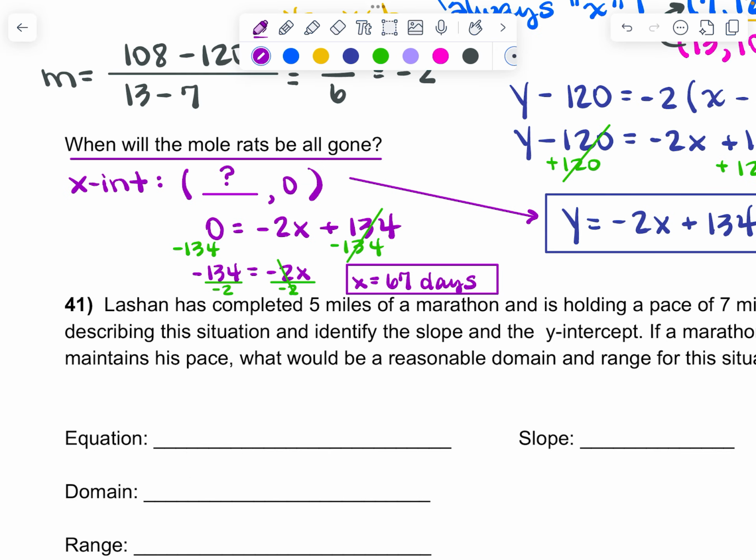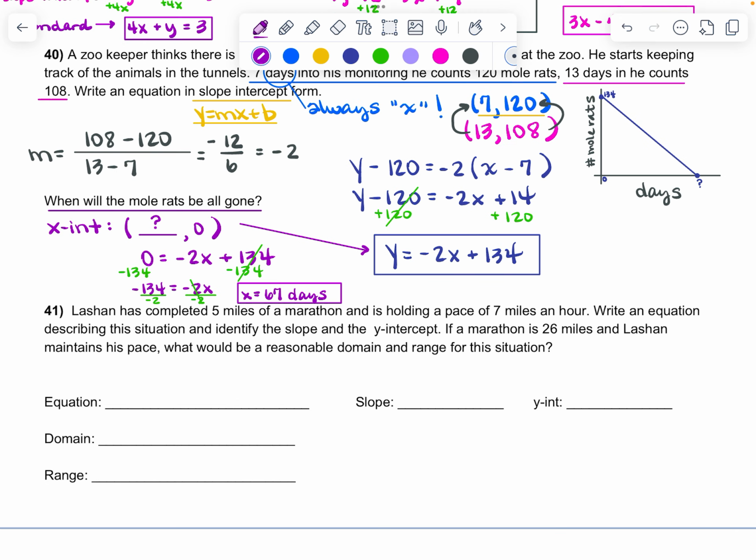So if they don't do anything to intervene, right, the population is going to decrease by 2 per day. And if you start with 134, that means 67 days, there'll be 0 rats left. Okay. All right. Next one.